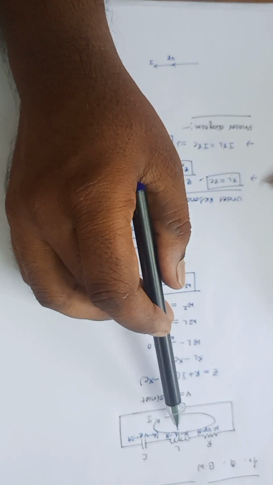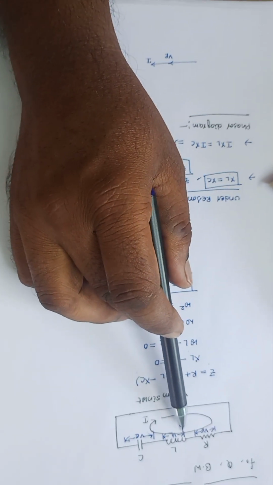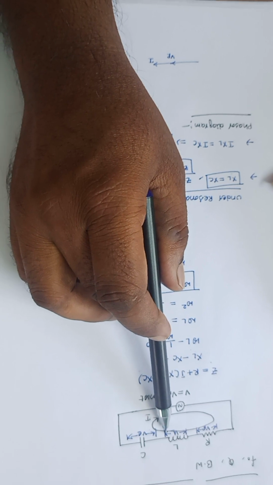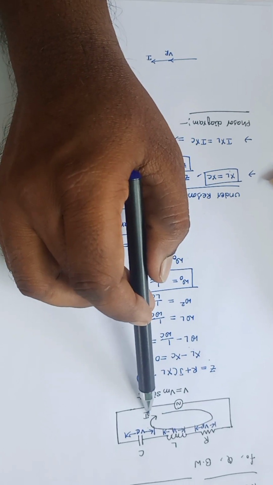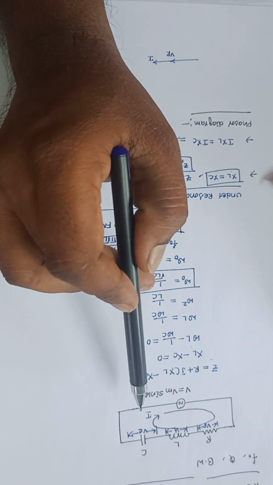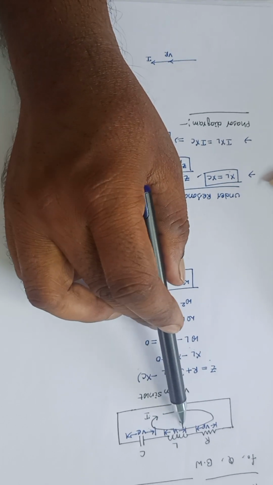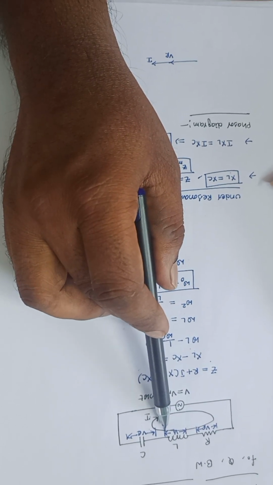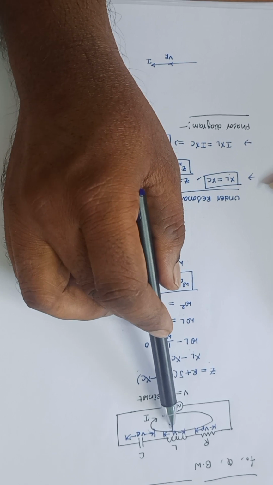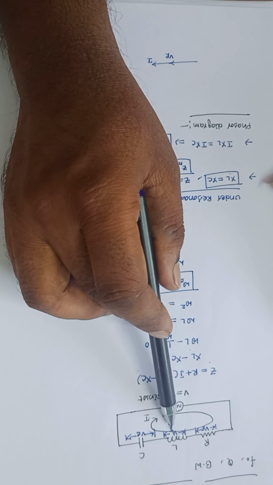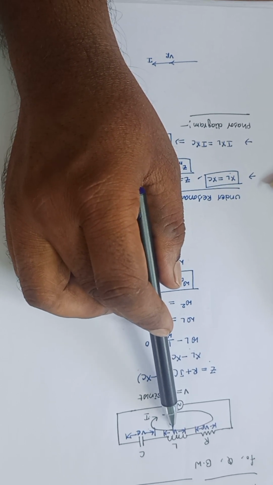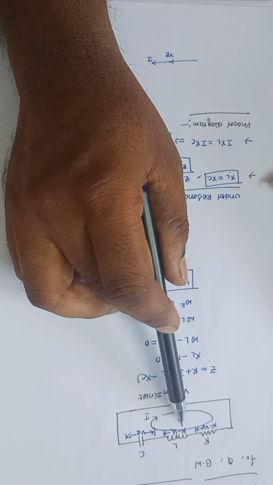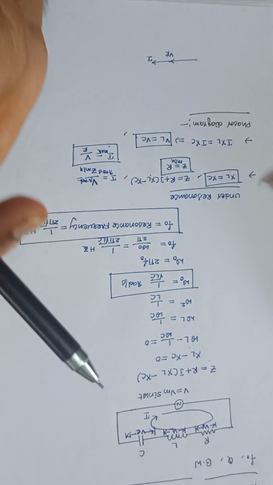The voltage across the inductor leads the current by an angle of 90 degrees. Either way, we can say that the current flowing through the inductor lags the voltage across the inductor by 90 degrees, or the voltage across the inductor leads the current flowing through the inductor by 90 degrees.